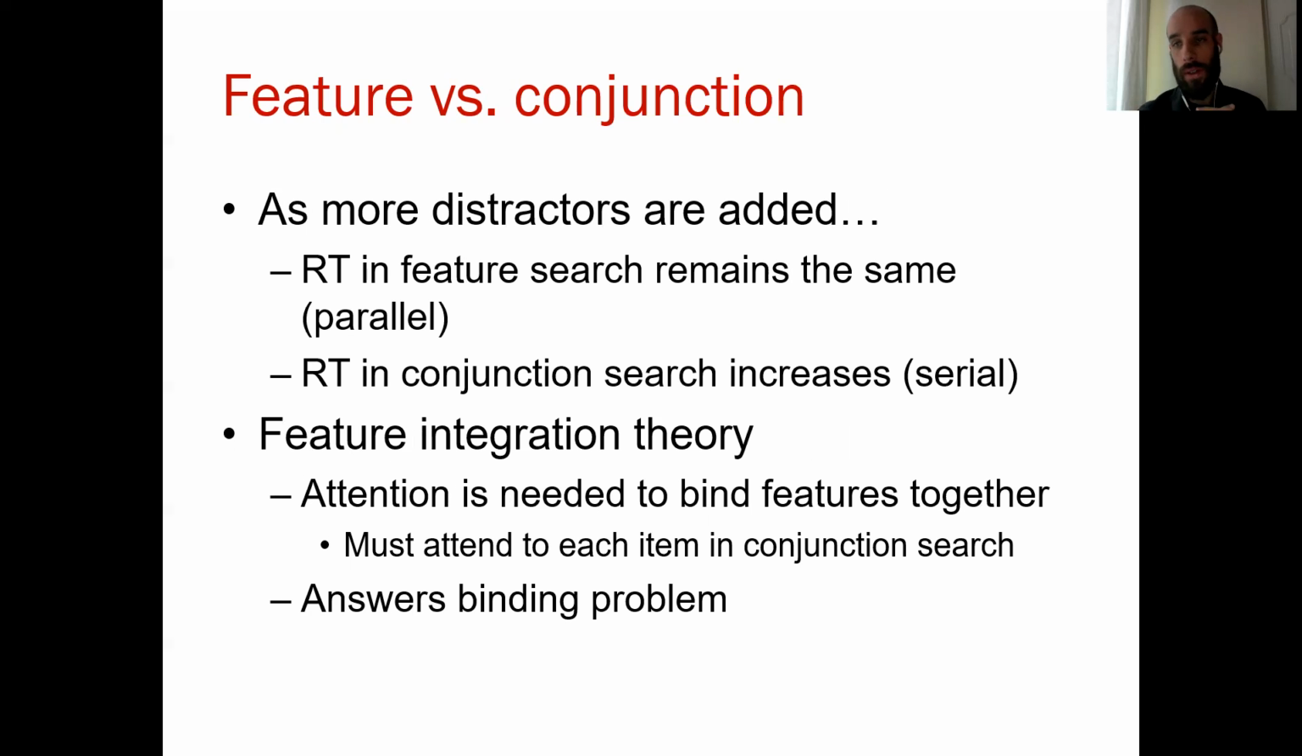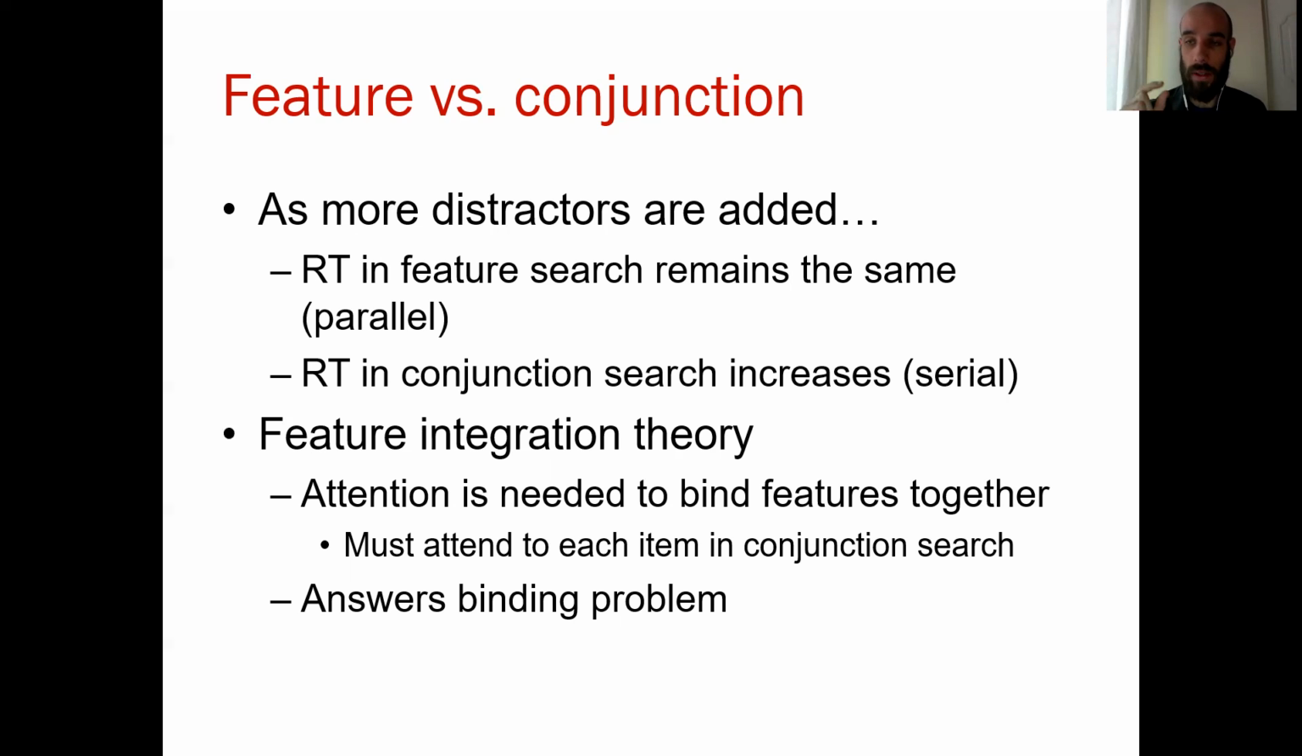Then we talked about feature versus conjunction search. So this is really talking about how many features are different between a target and a distractor in a visual search paradigm. So visual search is just like Where's Waldo? You're just looking for something in an array of other things. And then when I'm talking about my target, I have some sort of target that I'm looking for in Where's Waldo? It's Waldo, that's your target. And then distractors are all the other things, the things that are not the target.